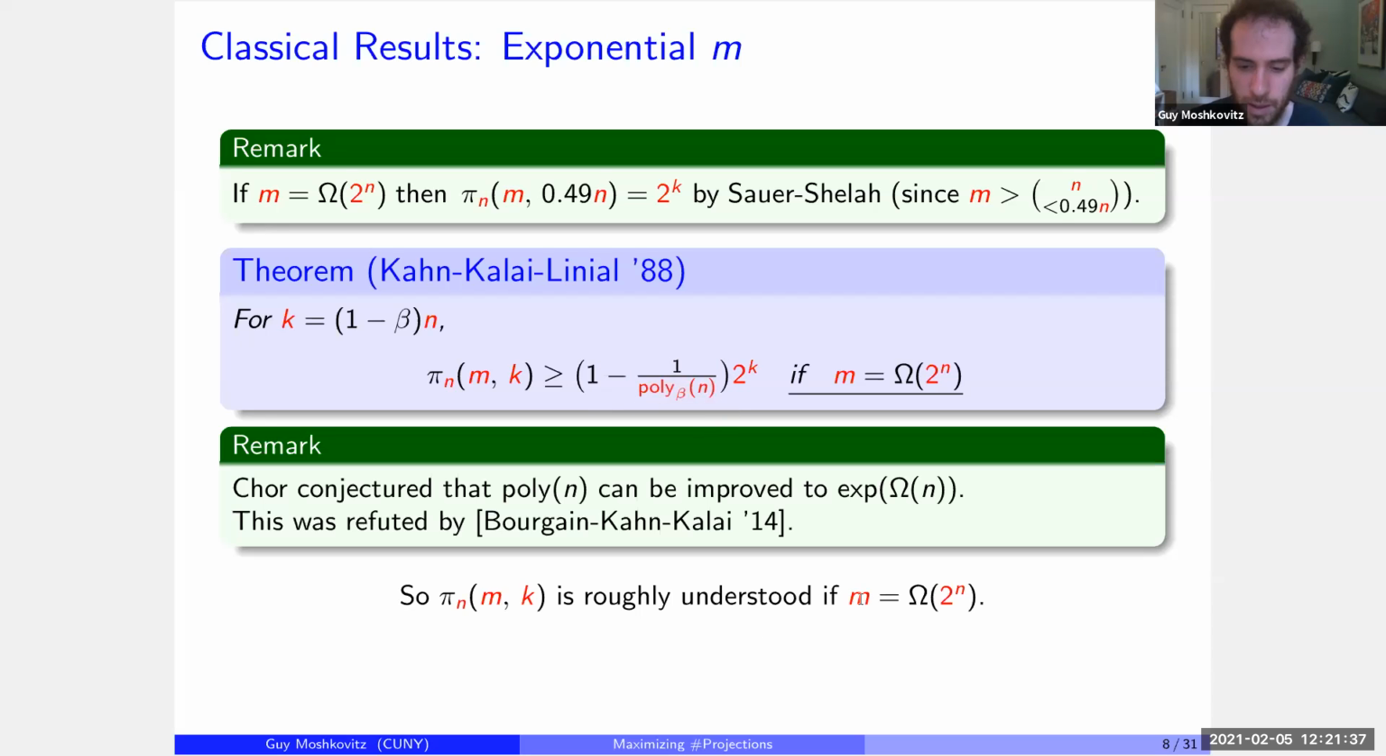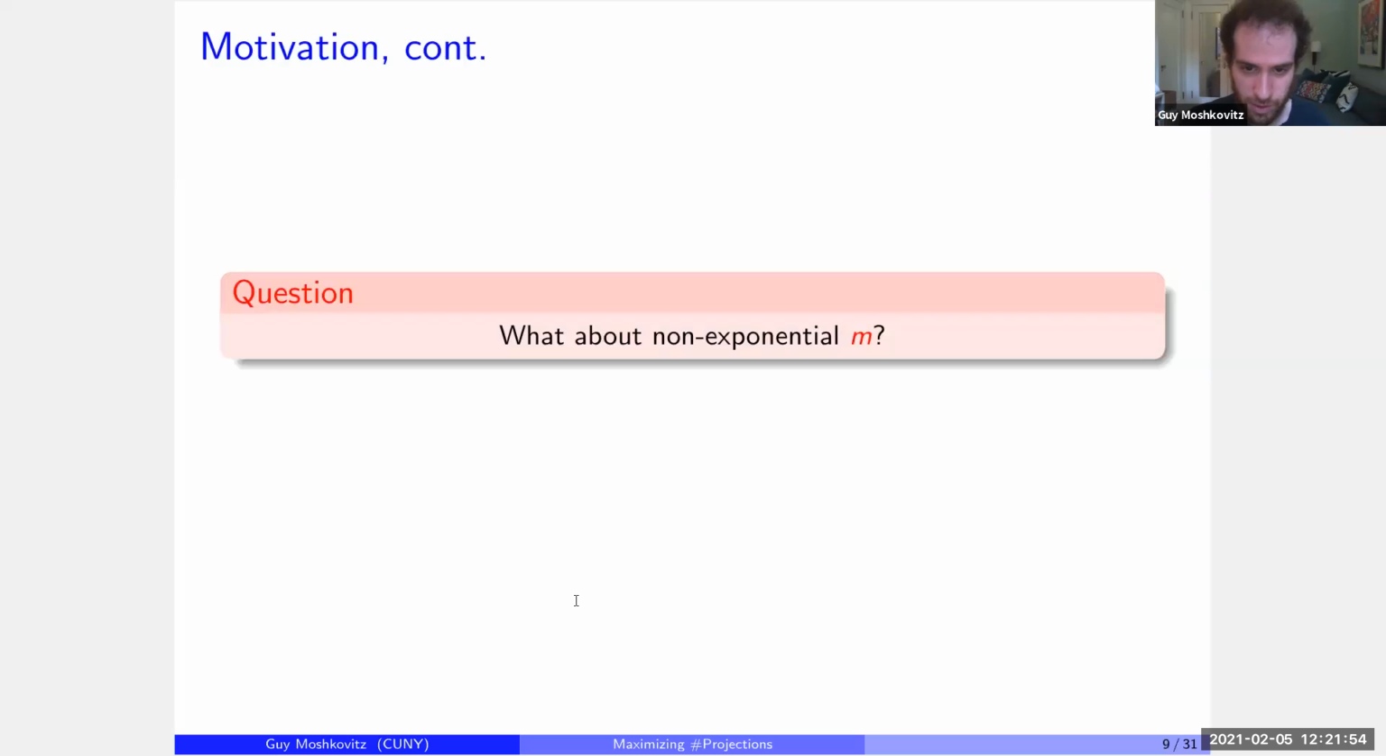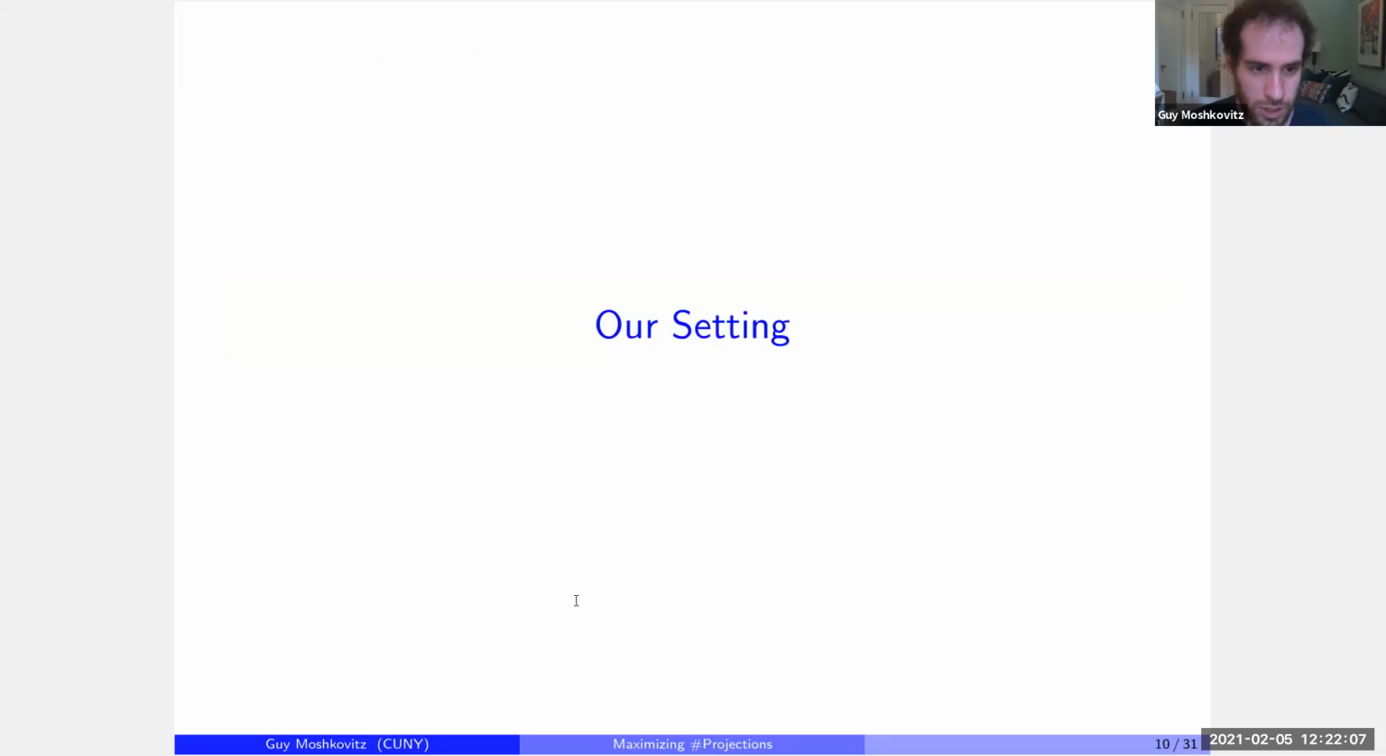So the bottom line is that if your family is large, is exponentially sized, then the extremal question of pi is basically solved, roughly. Okay. So excellent. For very large families, the problem is solved. What about everything else? What about the case where m is not necessarily exponential in size? It's not a huge family. Turns out that in this case, you get a completely different behavior for this question.